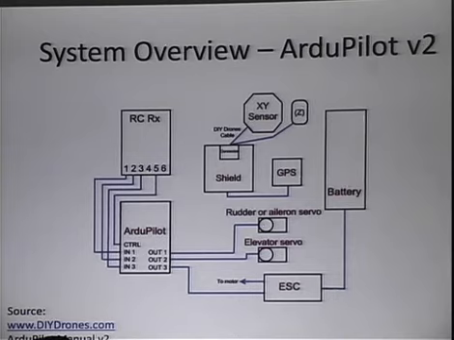But anyways, its received signals just dump right into the Ardupilot, which then connects straight to the servos, to the electronic speed controller in the bottom right, which is essentially our throttle. This gives us filtered power for all our devices. It connects the battery and also connects to the motor.